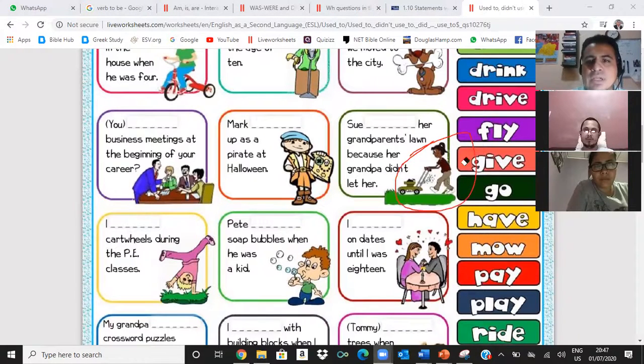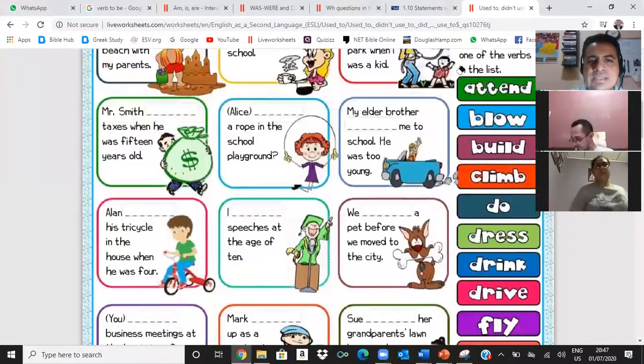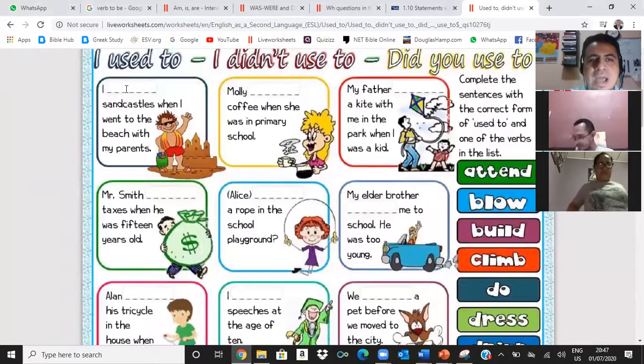Okay, very good. Okay, so I want you to go, and what you're going to do is complete the sentence. For example, I used to ¿qué? And then you have to look for a verb that matches. And you have to read the rest of the sentence. I used to, le voy a dar la primera, build sandcastles when I went to the beach with my parents. Everything is in the past. We're talking about activities you used to do in the past, okay? So, eso es lo que van a hacer. That's what you're going to do, all right?